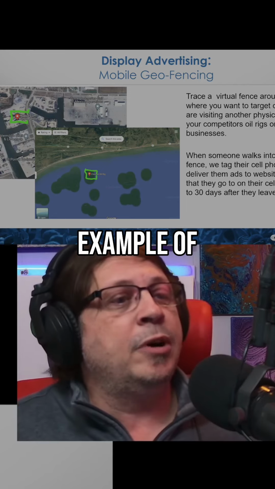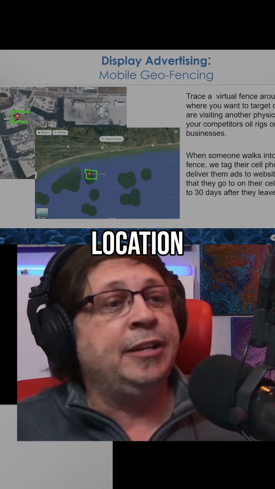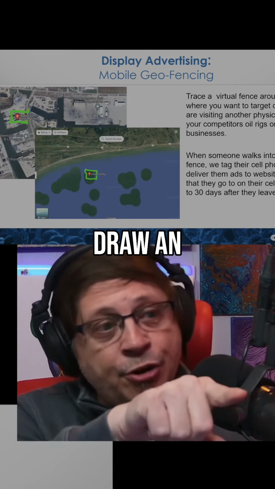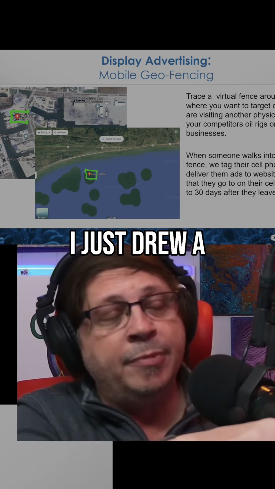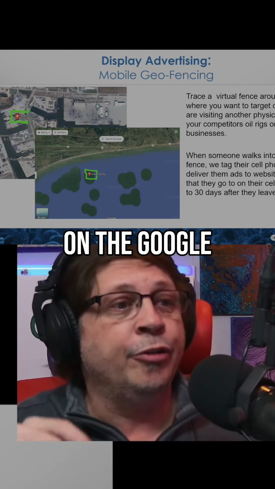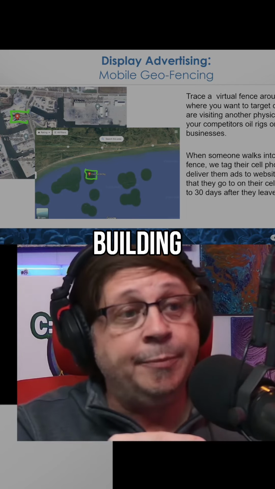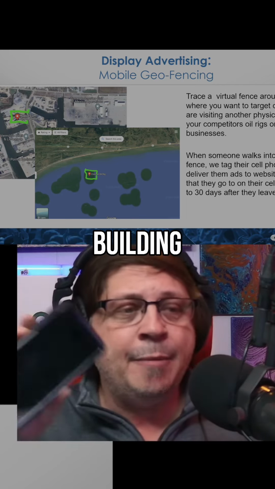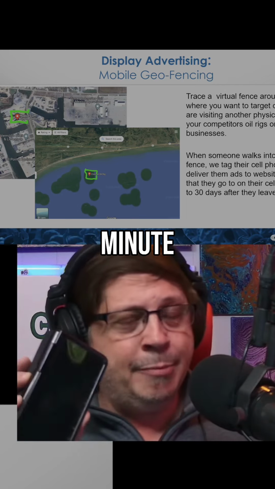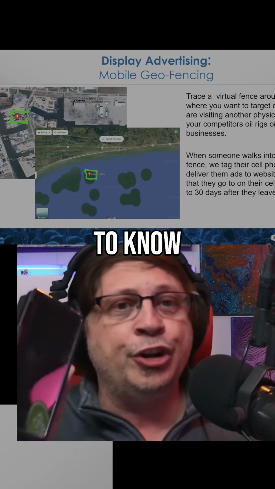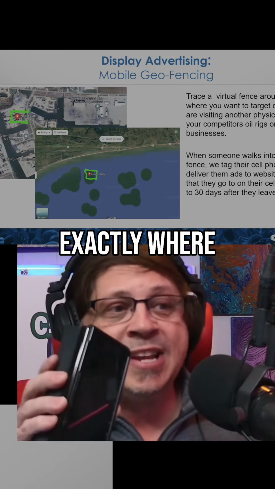Here's an example of neighbors offshore drilling locations. So we could literally draw an invisible fence. Now I just drew a green line on there on the Google map, but there'd be an invisible fence around the actual building. And when people go inside that building, again, within a minute or two, Google's going to know, or their cell phone is going to know exactly where they are.